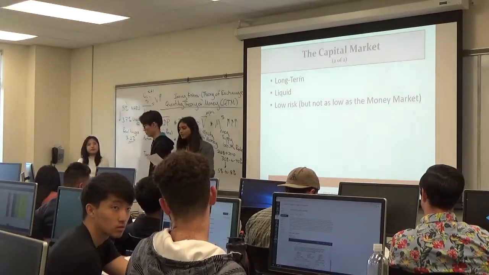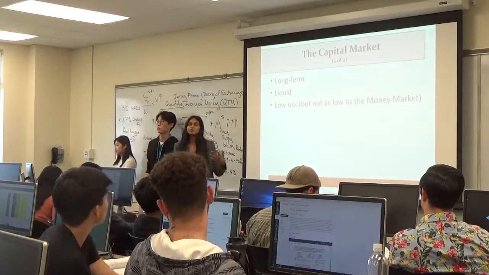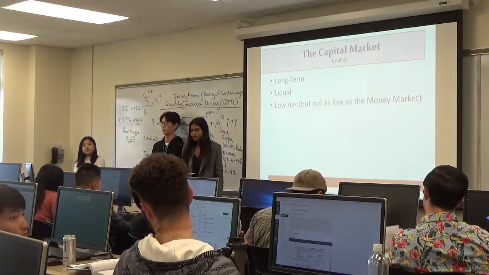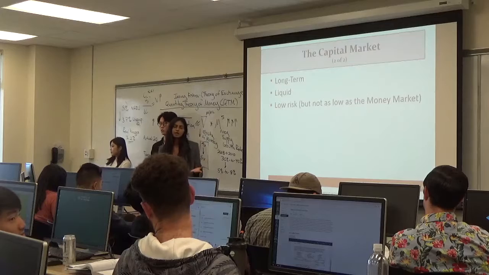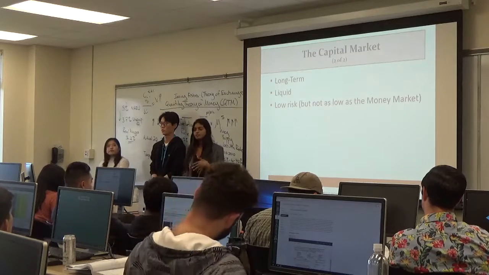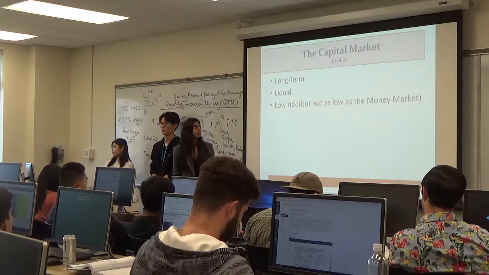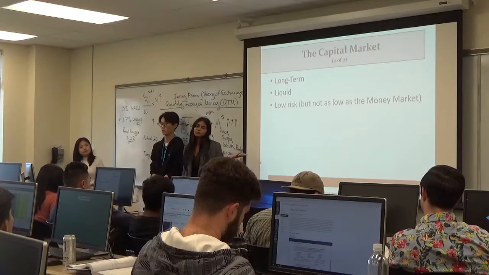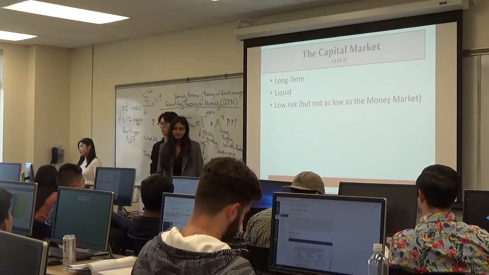So a capital market is a financial market in which long-term debt and equity-backed securities are bought and sold. The most common capital markets are the stock market and the bond market. Usually, the bond markets are also called capital markets. They're liquid and low risk, but not as low as the money market.